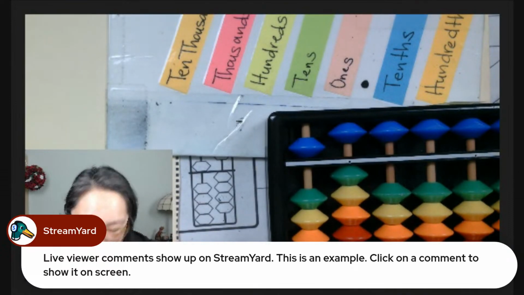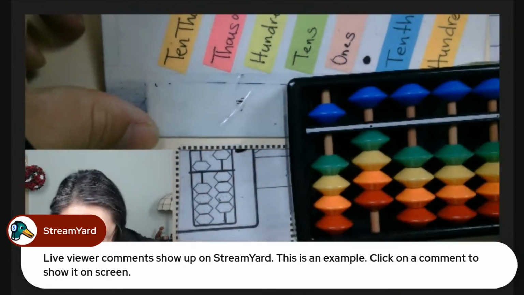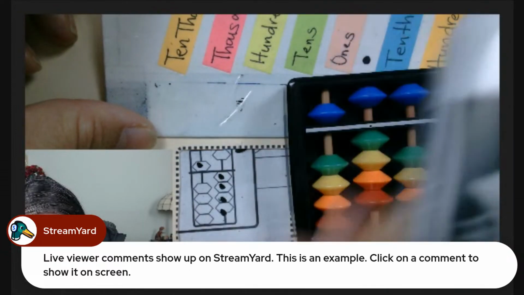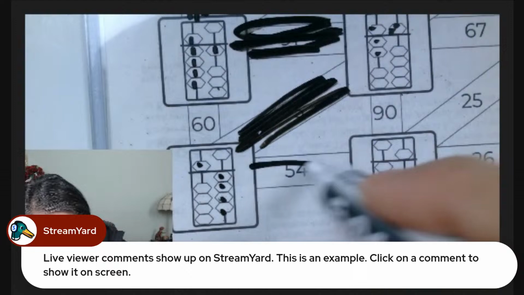Sorry, I don't know why I stepped on that. So yes, so we have 5 and then 4. 1, 2, 3, 4. So my answer is 54.